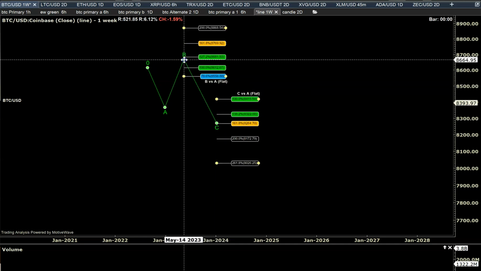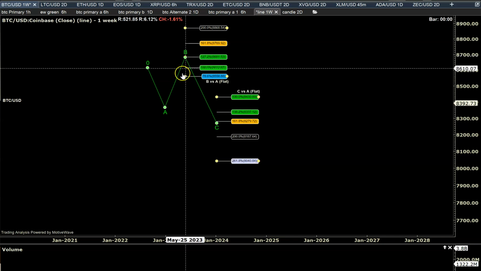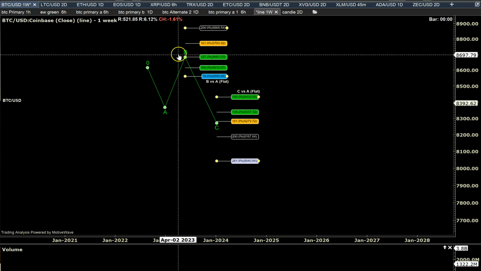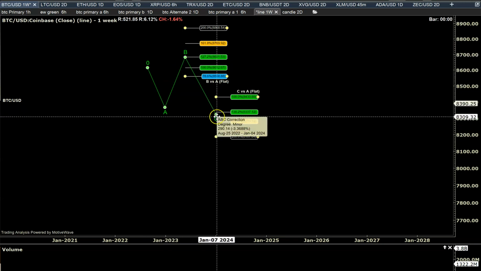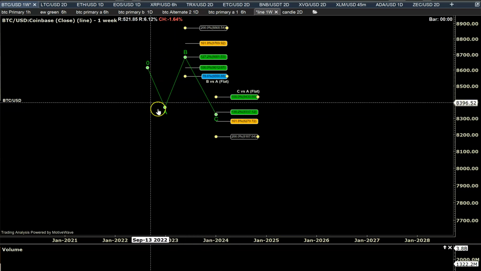And then if this goes up here at 127, okay, then what you have here is an expanded flat. You have an A, B that takes everybody out, and then the market moves up, and then you have the 138.2% down here. All right, this is in the case of an expanded flat.